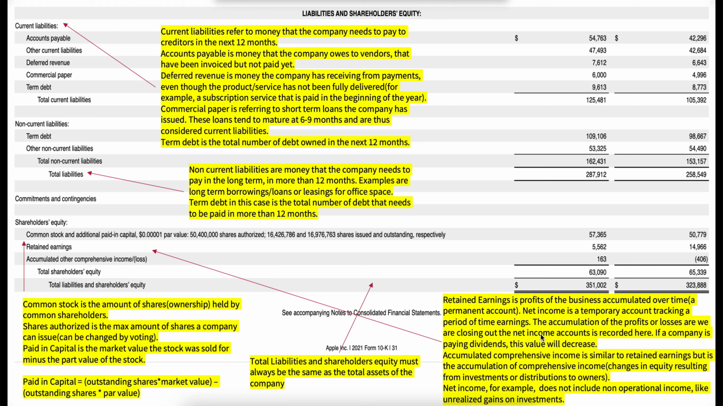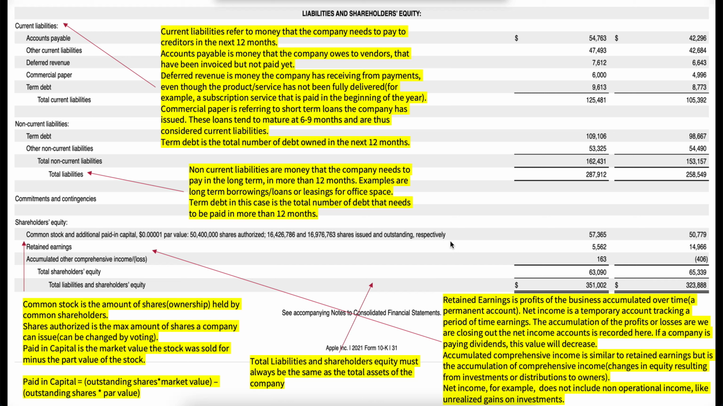And if a company is paying dividends, for instance, this value will decrease because we are paying back money to shareholders. And so you can understand why paying back dividends to shareholders decreases the total stock shareholders' equity, as it would be expected. And this is recorded here.